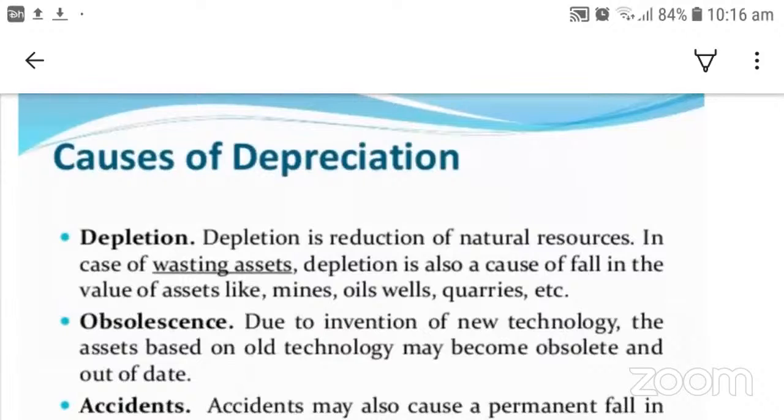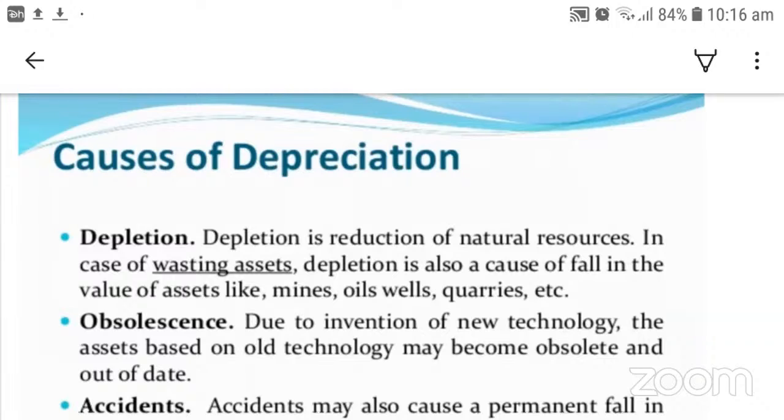Depletion. Depletion is the reduction of the natural resources. In case of wasting assets, depletion is also a cause of fall in the value of assets like mines, oil wells, quarries, etc. We will extract the material continuously. Mines, oil wells also decrease the asset. Okay, mines, quarries, it's called depletion. We will not mention it as depreciation. Depletion is the word used for continuous extracting of oil and minerals from mines.